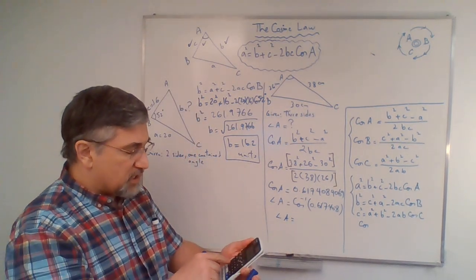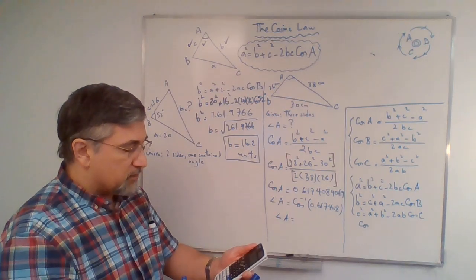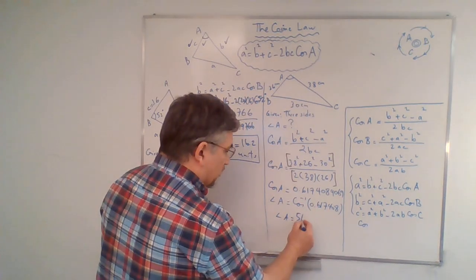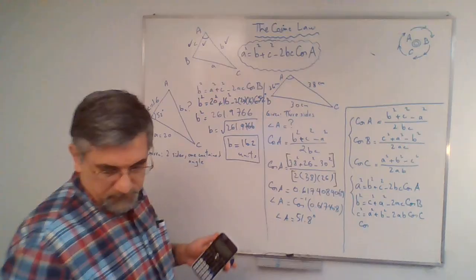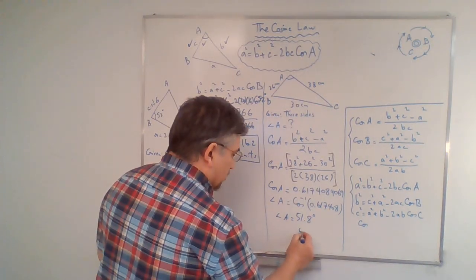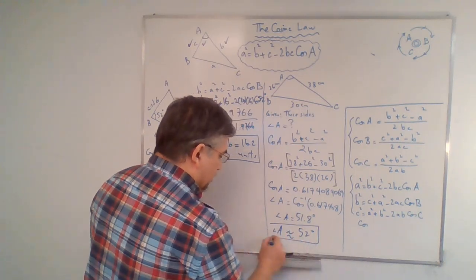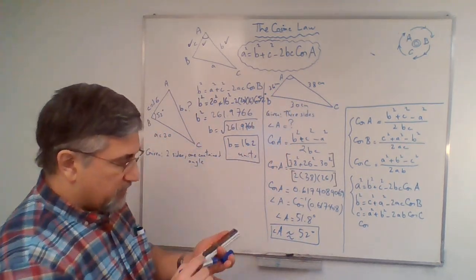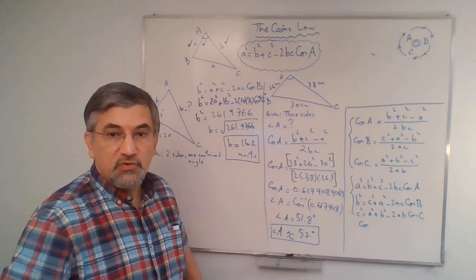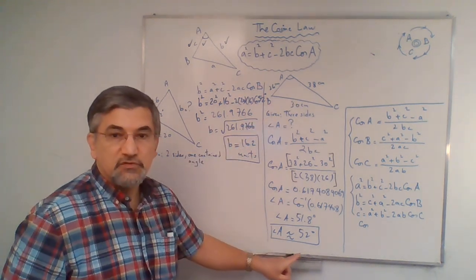And now you press the inverse cosine button on the calculator. And the answer will be 51.8 degrees. Of course, you can round it to the nearest degree, as we always do. So 52 degrees. We were supposed to find the measure of angle A, and we did use cosine law, and we found the measure of angle A, that's 52 degrees.